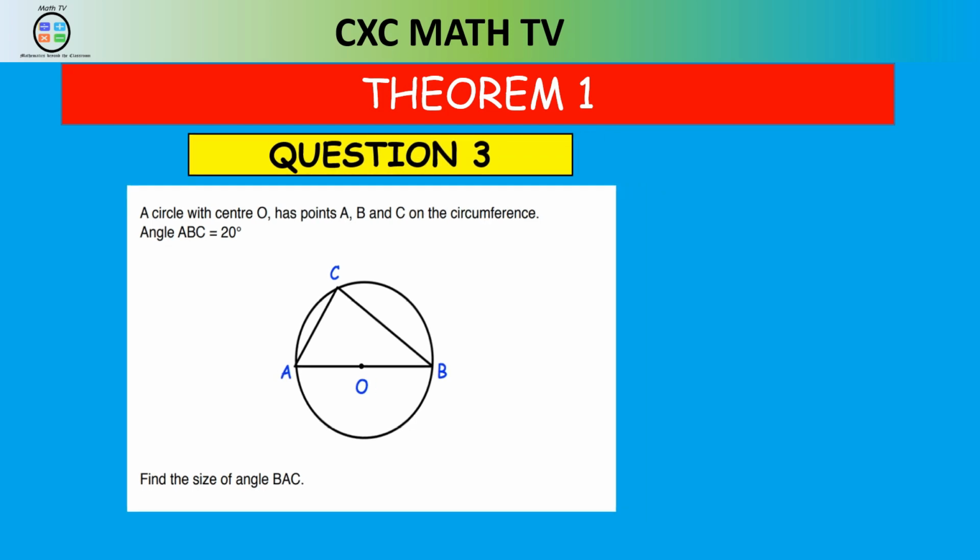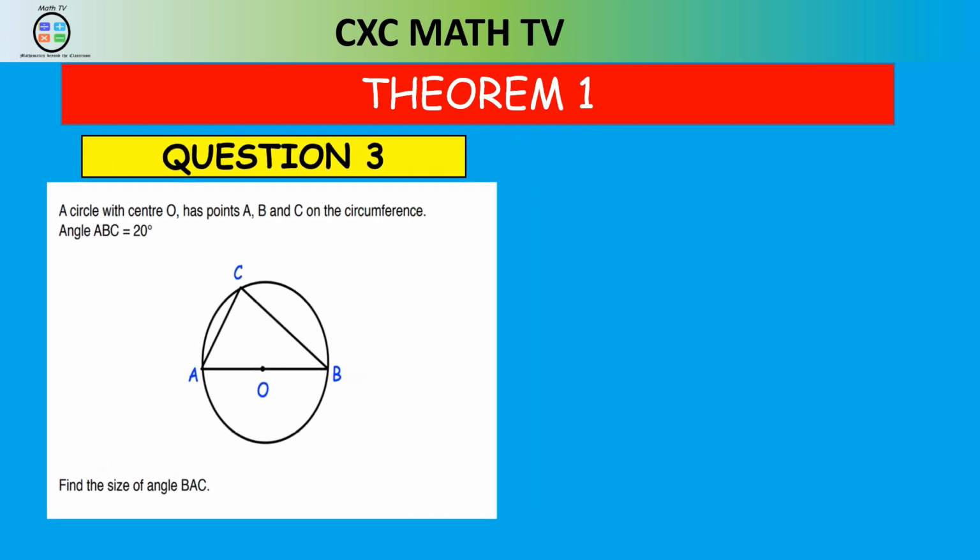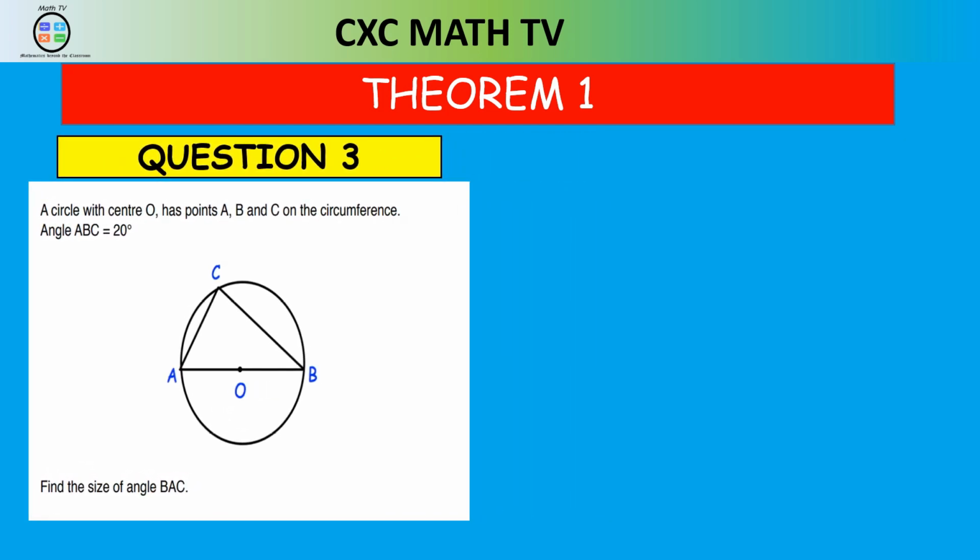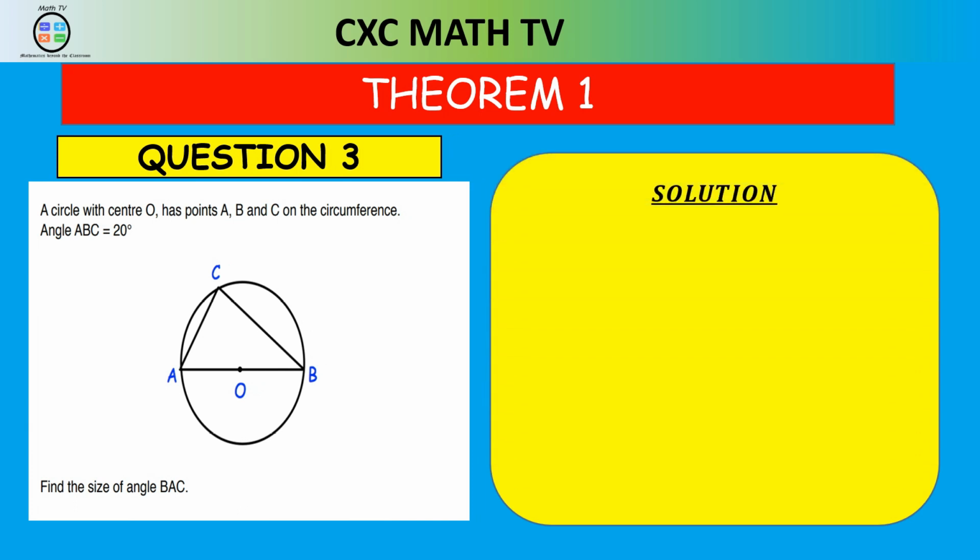Now, remember, angle at the center is twice the size of the angle at the circumference. So the angle at O, that's a semicircle. So the angle at O is 180 degrees. So the angle at the circumference is going to be 90 degrees. So angle ACB is 90 degrees.